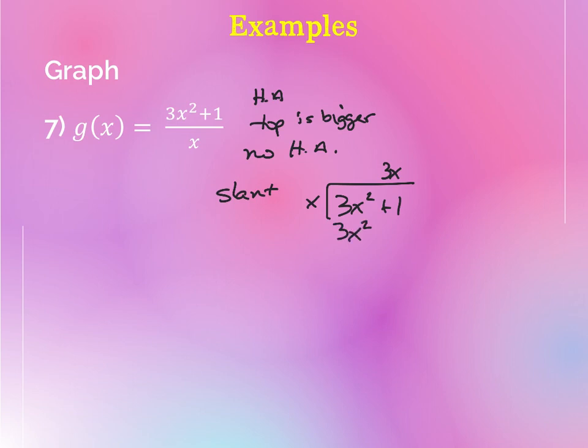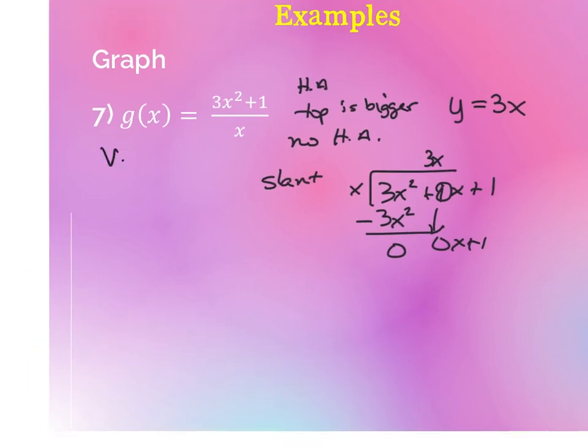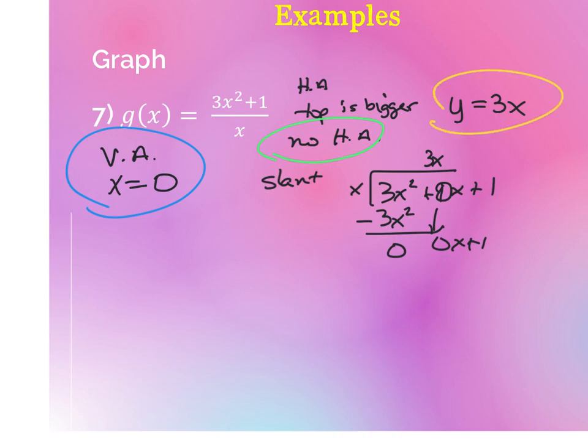And then here, I should have held the space with this. And subtract 0. I don't need to worry about the remainder. So my equation for my slant asymptote is y equals 3x. For my vertical asymptote, remember you set the denominator equal to 0. So I'm done. So there's your vertical. Remember horizontal is none. And then slant is y equals 3x.